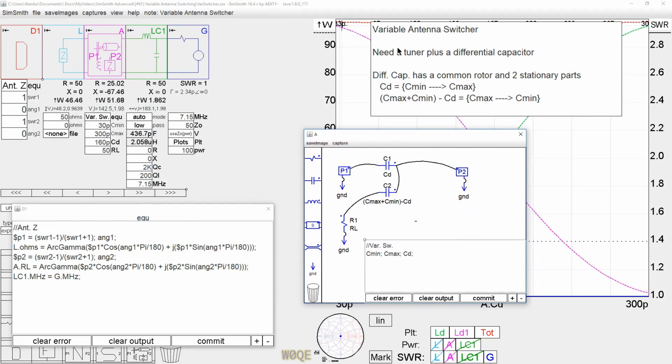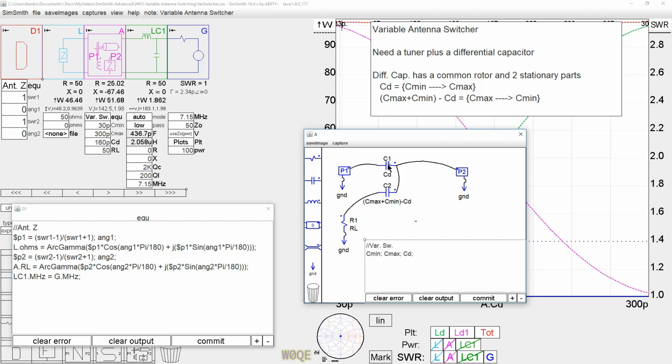That's what I'm trying to do. We need a tuner, which is represented by this component LC1, and a differential capacitor. The differential capacitor is represented by this circuit right here. It has a common rotor, which is this point, and two different stationary parts to the capacitor, which are the other two points. So a differential capacitor is three terminals.